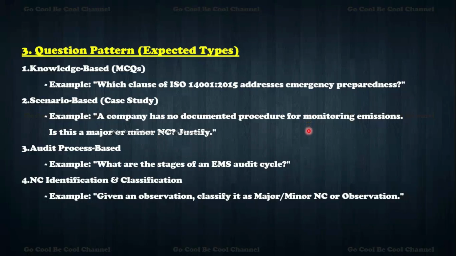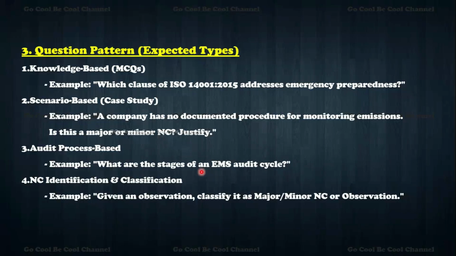Okay, audit process based, for example: what are the stages of an EMS audit cycle? The basic thing you have to understand is the standards, emergency preparedness, and the EMS audit cycles. Then NC identification and classification. For example, given an observation, classify whether it is major or minor. My dear friends, what I said is, if I don't know exactly whether it is a major NC or minor NC, please go for trials. Of course, you may not be able to justify or conclude whether it is an NC or MNC, or maybe you don't know exactly.